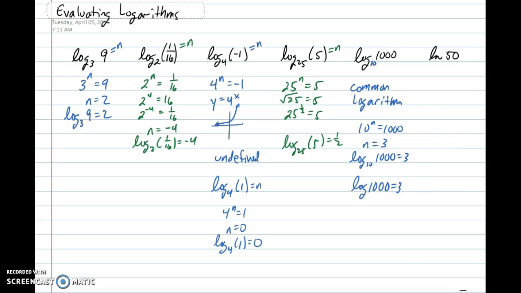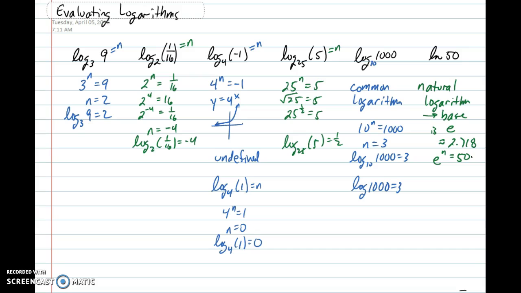This last one is interesting because, again, there's no base, and this is ln. It doesn't say log like we're used to seeing. Well, ln means natural logarithm, and that means that the base is e, and we saw that a little bit when we were working with exponential functions. Remember, e is about 2.718. So here we're saying e to some power gives us 50.